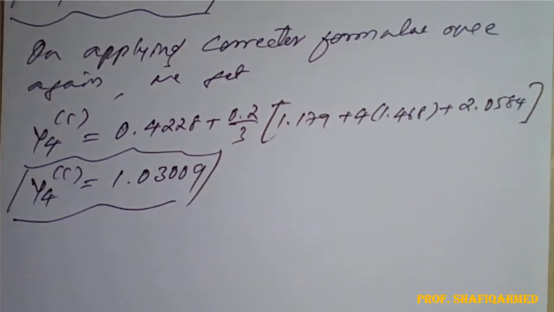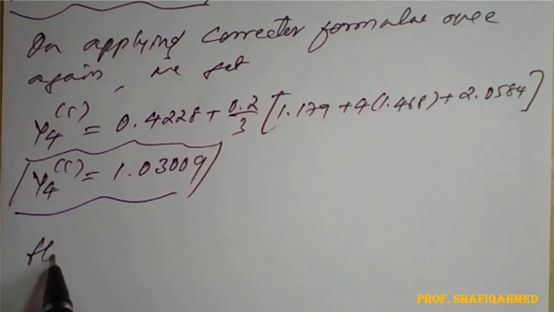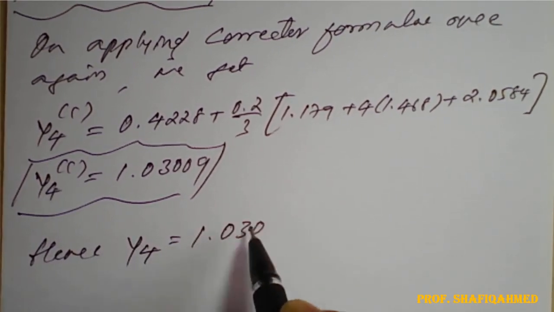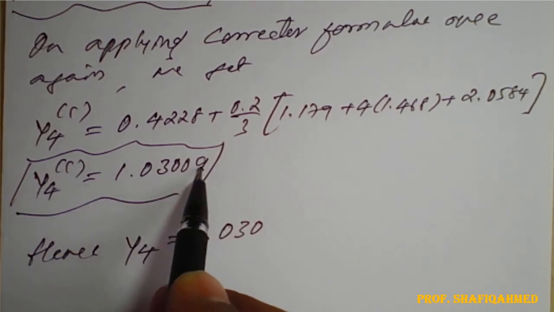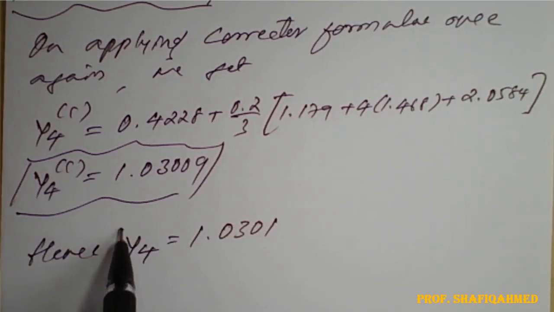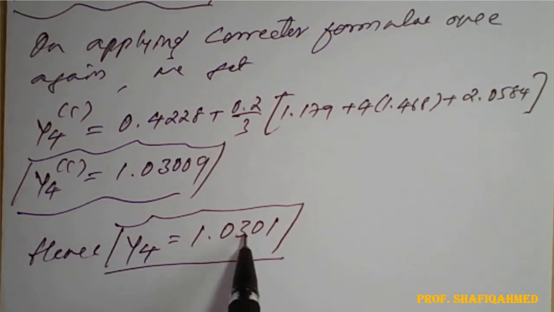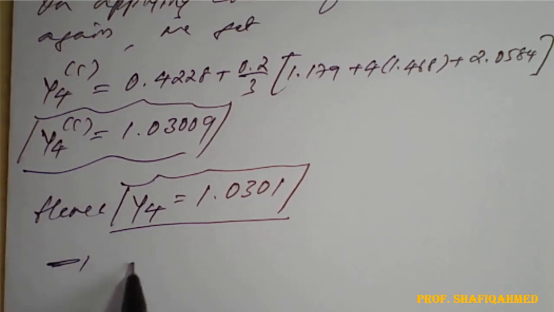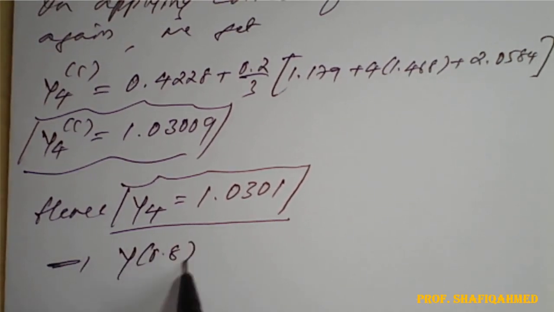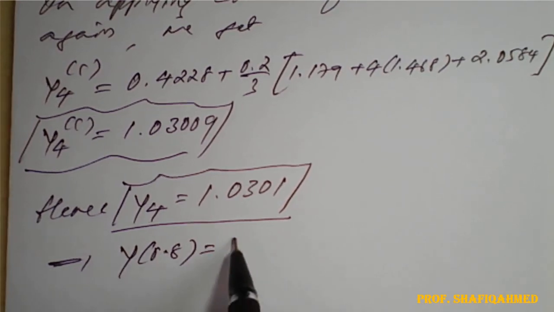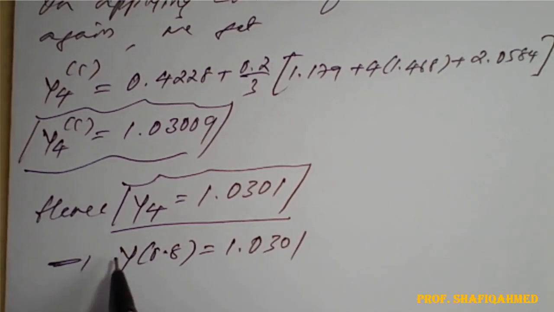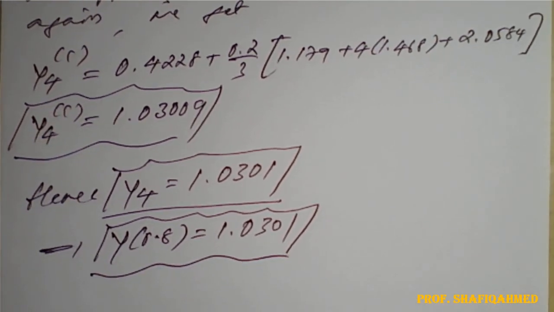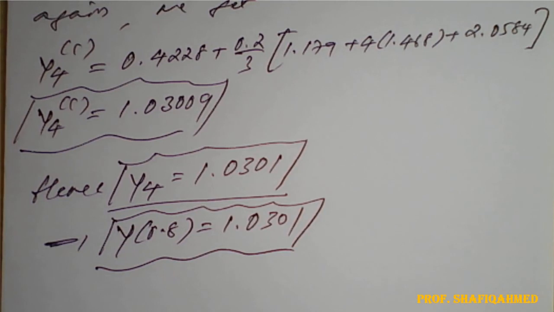So therefore I can conclude here. Hence Y4 is nothing but 1.030. Up to 4 decimal places, because of the 9 I will take 1 here, so it will be 1.0301, which implies Y4 is the value at 0.8. Okay, so it is 1.0301, which is the required solution of the given second order differential equation using Milne's method.